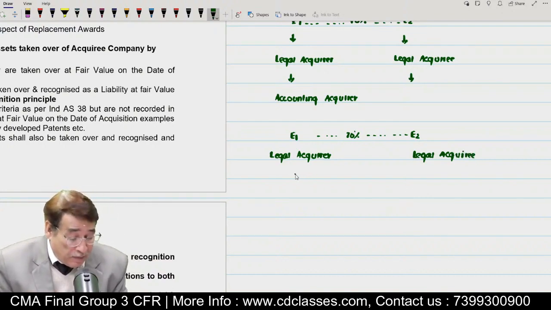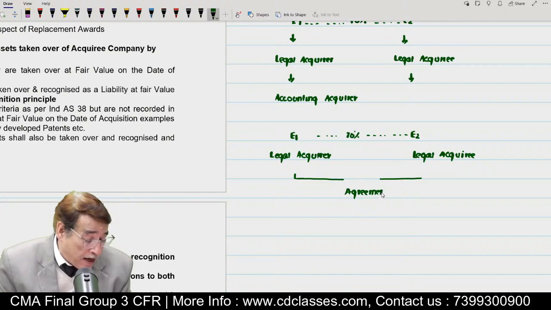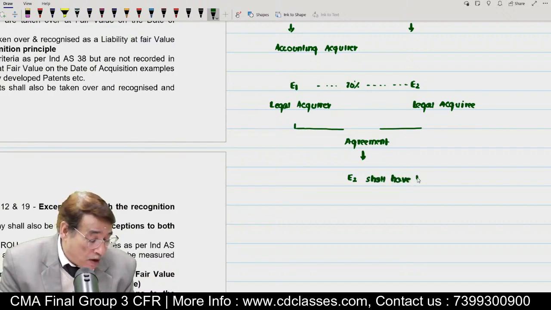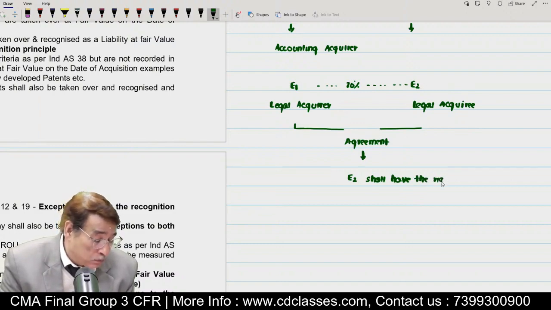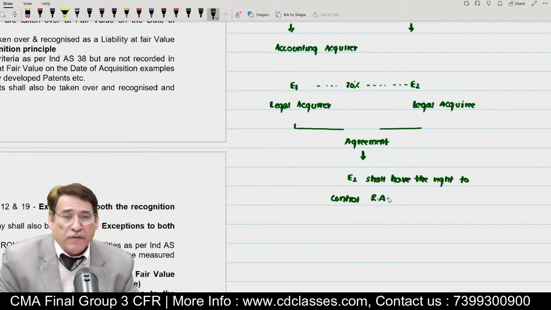However, let us say an agreement has taken place between E1 and E2, between the shareholders of E1 and E2. And as per the agreement, it was decided that E2 shall have the right to control relevant activities. RA means relevant activities.